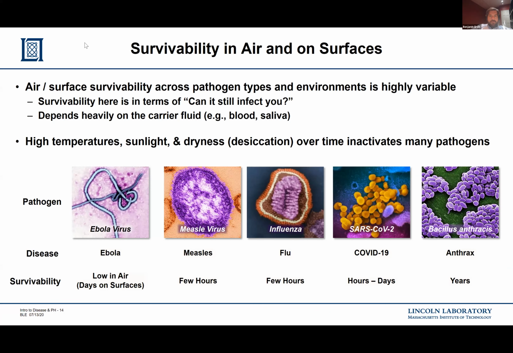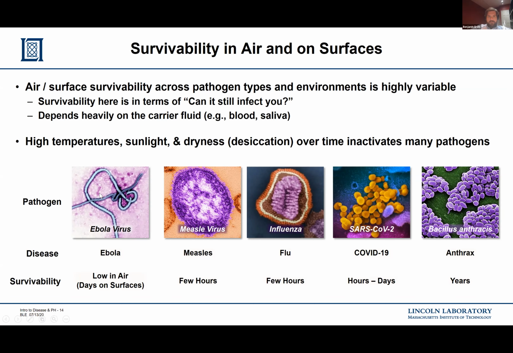So, I also mentioned survivability in the air and on surfaces, but it's a very highly variable process. When I talk about survivability, I'm saying, can it still infect me if somebody coughed on this countertop and I touch it? That depends heavily on the fluid that was coughed: blood, saliva, mucus, that sort of thing. Many of you are aware that high temperatures, sunlight, particularly ultraviolet exposure, and dryness or desiccation over time can inactivate, or essentially kill, the pathogen, so to speak.